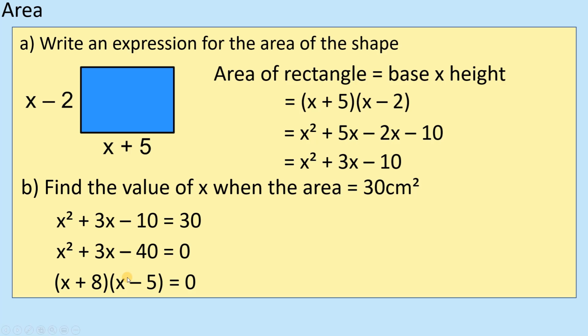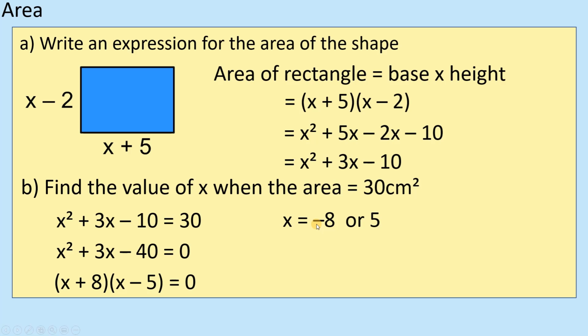Again, if you're not quite sure how I've come to this, then please look at factorizing quadratics and solving equations using factorizing. So at this point, I'm looking for the value in the bracket that makes it equal to 0, in this case or this case. So it's going to be minus 8 here or 5 there. They're my two solutions for this.